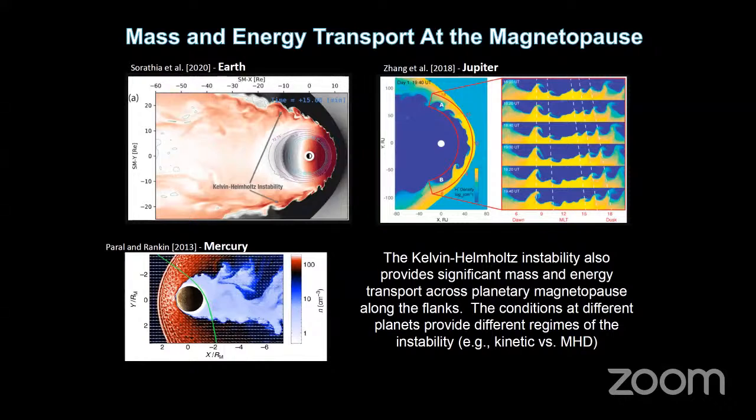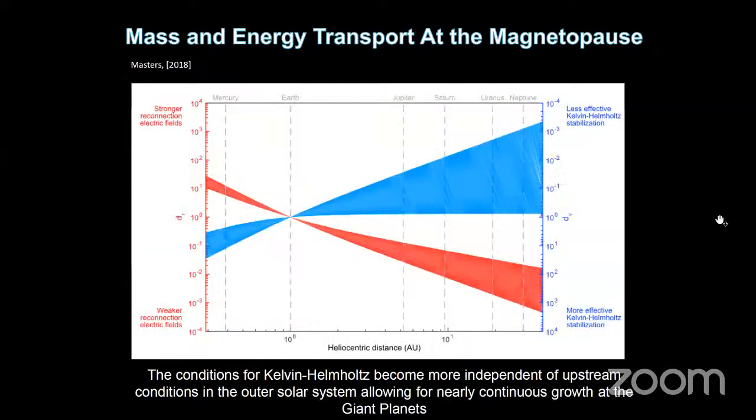If you go to the next slide, one thing I want to mention is some work by Adam Masters, who looked at the conditions for how you can generate Kelvin-Helmholtz instability. And so really, once you get to the outer heliosphere, magnetopauses are really Kelvin-Helmholtz unstable, in particular at the flanks all the time.